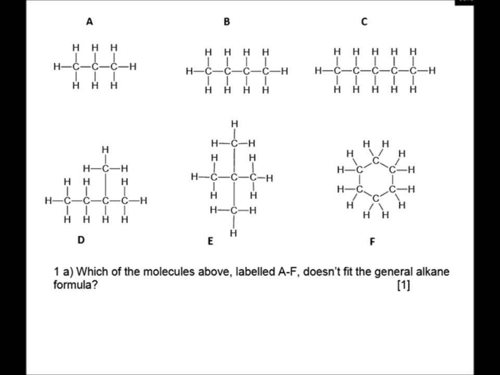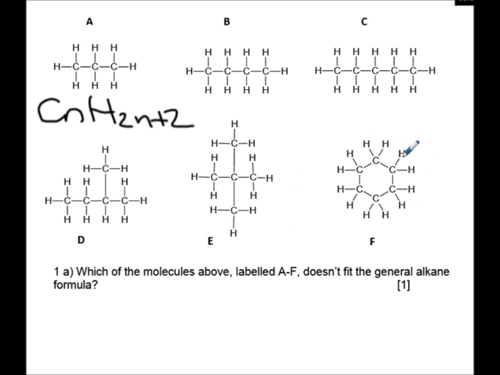Question 1 asks you a series of questions which are all based upon the 6 alkanes which are shown here. The first thing it asks is which of these molecules doesn't fit the general alkane formula. The general alkane formula is CnH2n+2, and molecules A, B, C, D and E all fit that general formula. If you added up the number of carbons and the number of hydrogens, it would fit in with this. That's because they're all straight chain or branched alkanes.